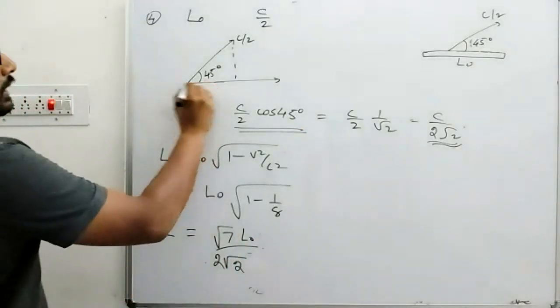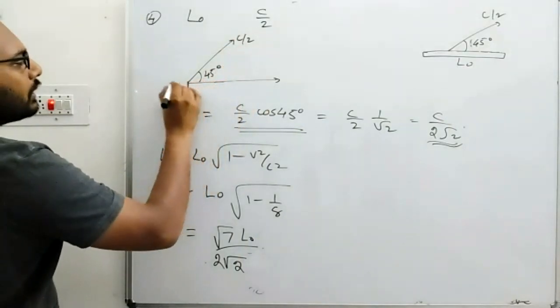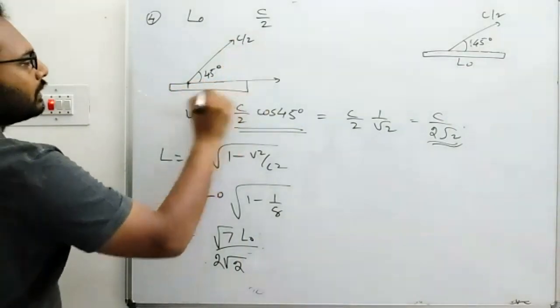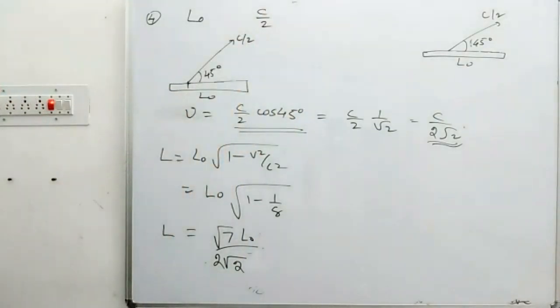Is this clear now? Actually, I'm sorry about this. So this is length L0, and it's moving at an angle 45 degree with the velocity c by 2. This is how I should have drawn the diagram. I apologize for the mistake. I hope it's clear now. Is there any confusion? Shall we go to the next one? Should I explain it again?